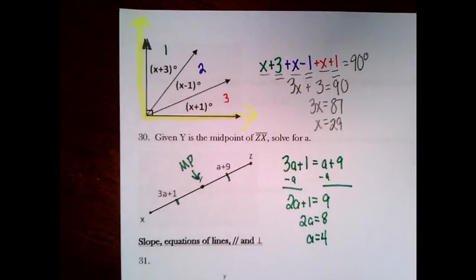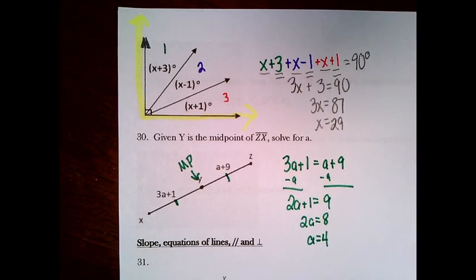Okay. And it just says solve for a. It doesn't say plug it back in. If I plug it back in, I'm going to get 13 on both sides. And that's a good way to check and see if you got it right, but you don't have to.